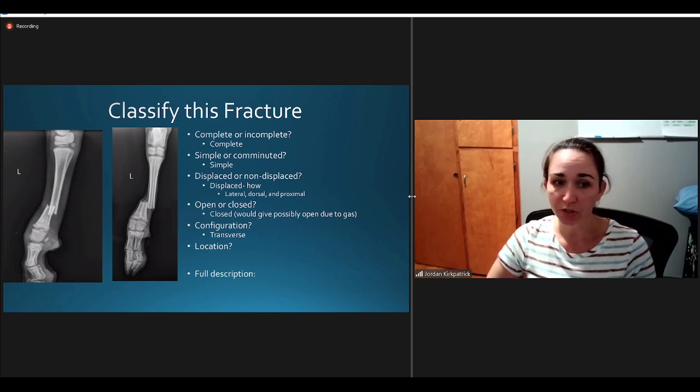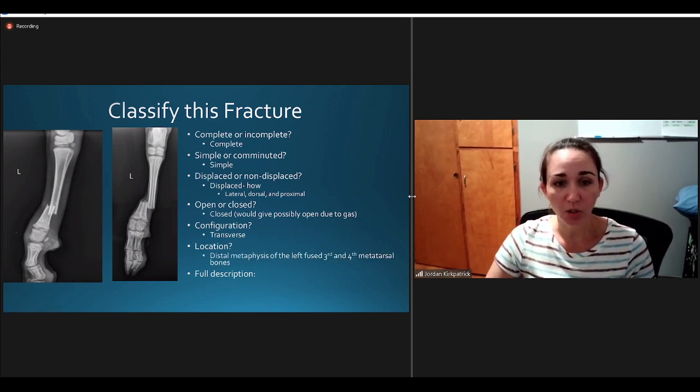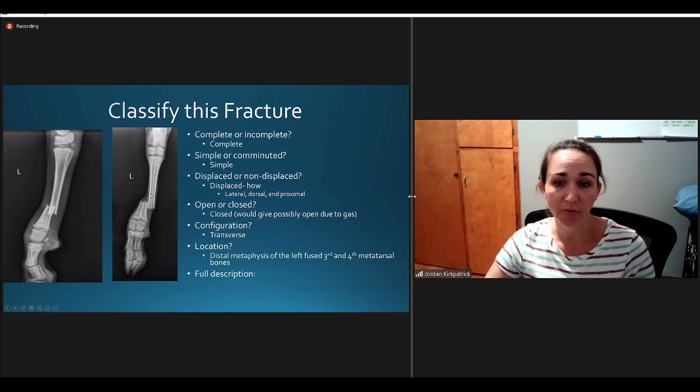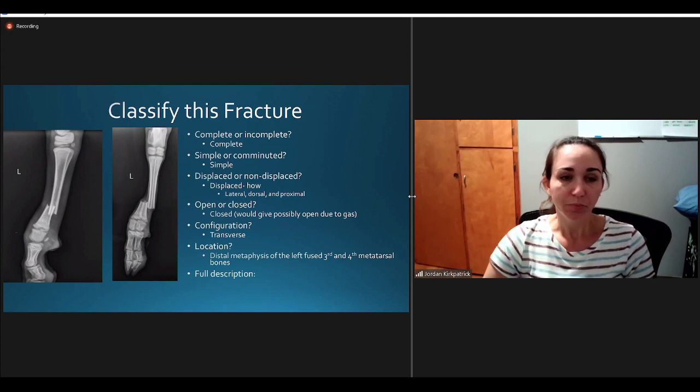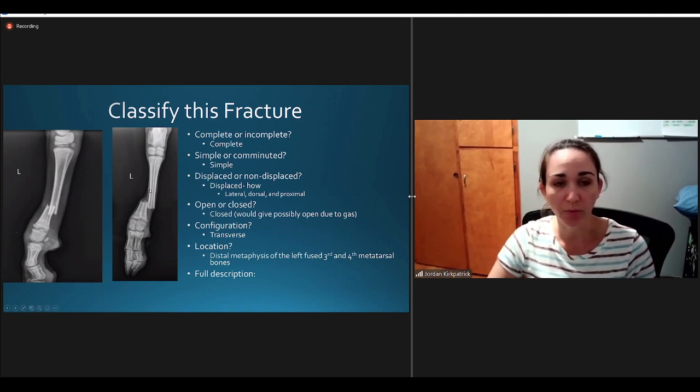Configuration, it's a transverse fracture. And again, it's located in the distal metaphysis of the left fused third and fourth metatarsal bones. You don't have to say left hind because you have metatarsal, which automatically means hind. And again, because this is a ruminant species, it's the fused third and fourth.